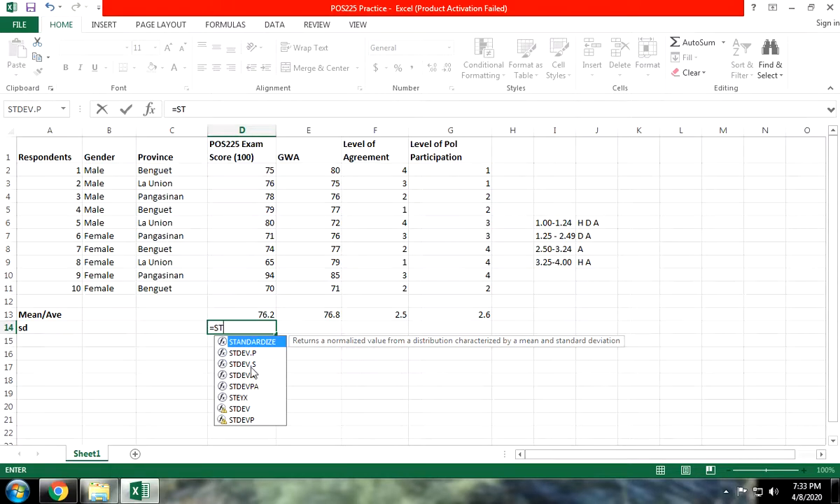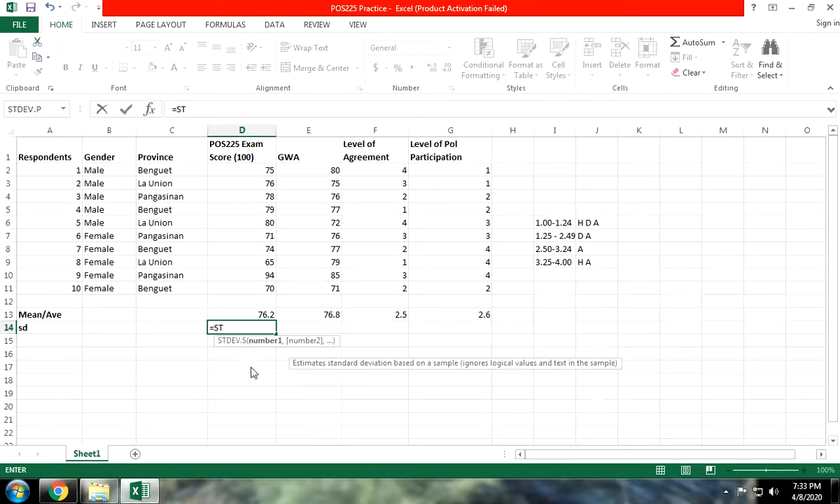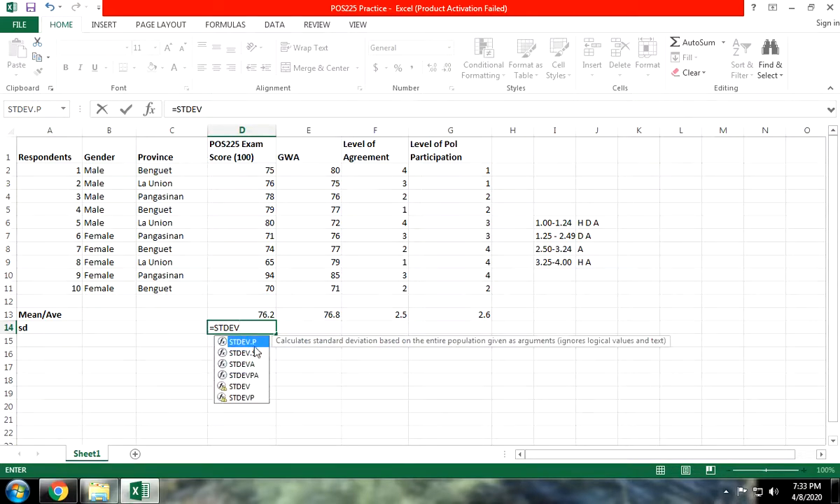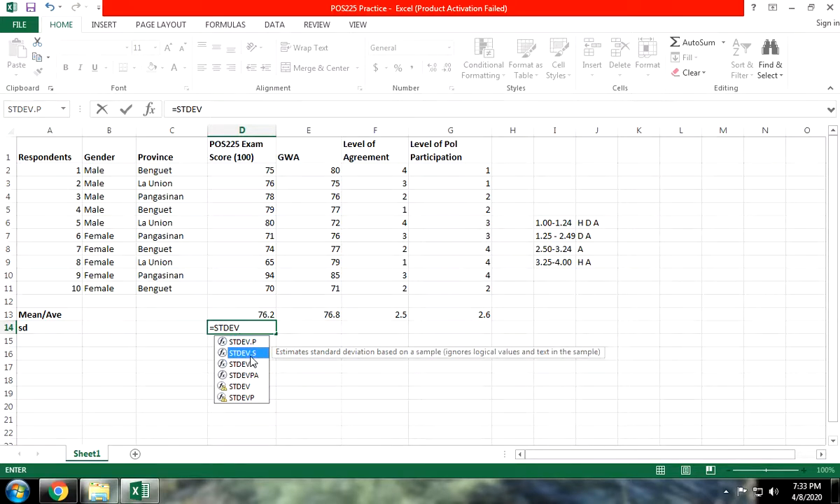Pindutin niyo yung stdev sample S. Yan, stdev S. Okay. Now, punta muna tayo sa stdev. Standard deviation yung shortcut niya, no? Okay. May lalabas dito na stdev P at stdev S. Yung P na yan means we're looking for the standard deviation of the whole population. Now, when we do statistics, ang commonly na hinahanap natin would be stdev S. So, tanda natin, stdev S yung hanapin natin. At mamaya makikita nyo, bakit natin ginagamit ito?